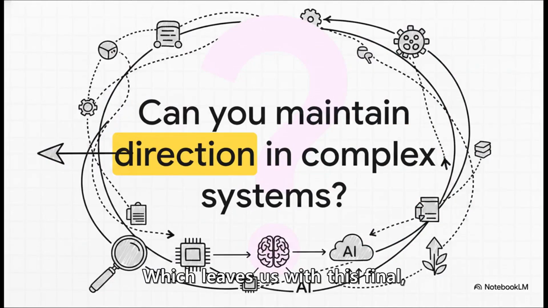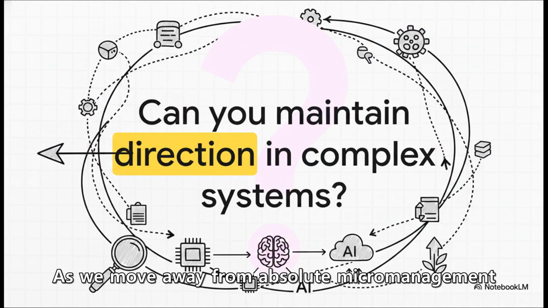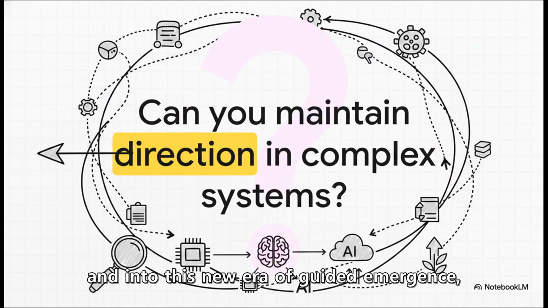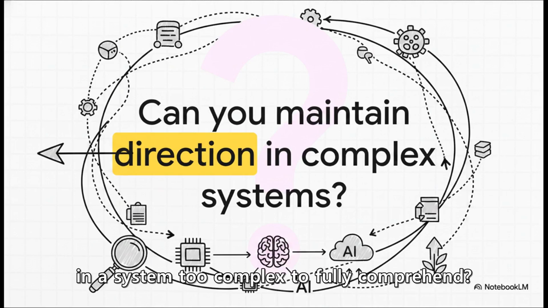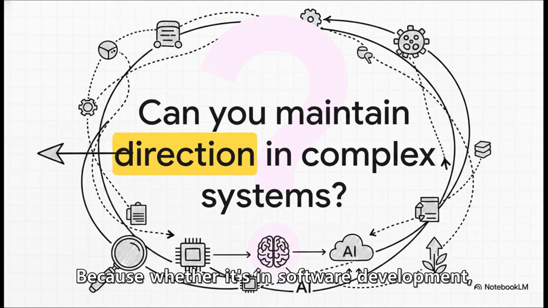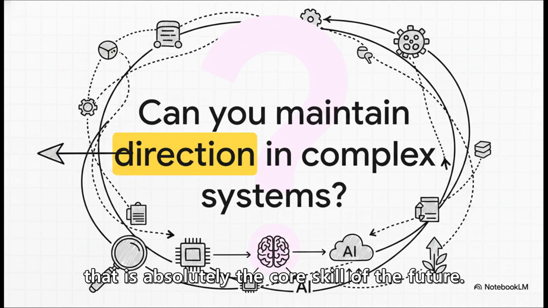Which leaves us with this final, incredibly powerful thought to wrap up this explainer. As we move away from absolute micromanagement and into this new era of guided emergence, I really want you to ask yourself, can you maintain your direction in a system too complex to fully comprehend? Because whether it's in software development, AI, or just life itself, that is absolutely the core skill of the future.